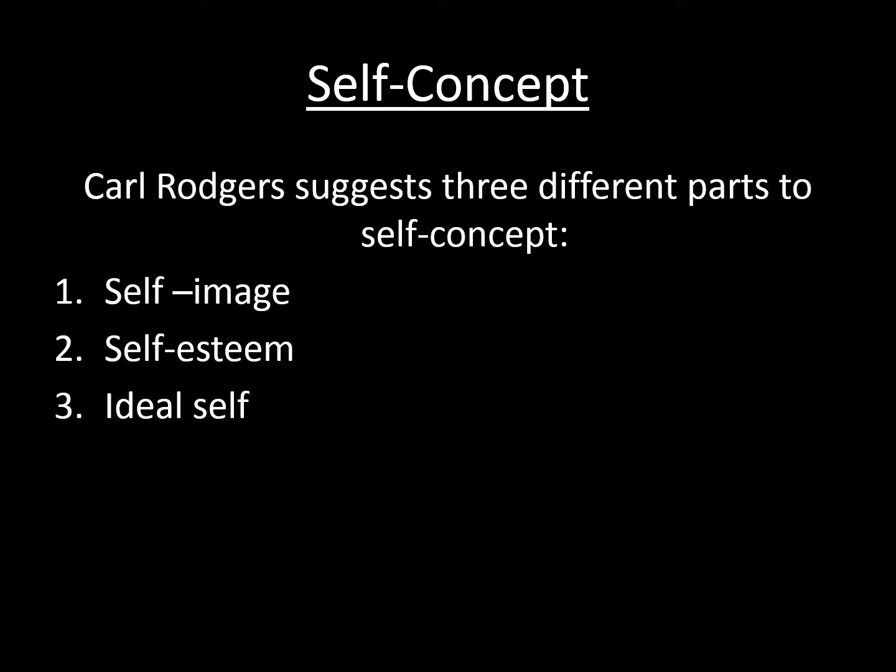Carl Rogers suggests 3 different parts to self-concept. The first one is self-image. Self-image could also be how you see yourself. It is important to realize that self-image does not always coincide with reality. People may believe they are better at things than they really are, or vice versa.